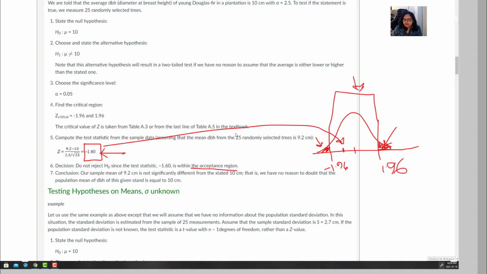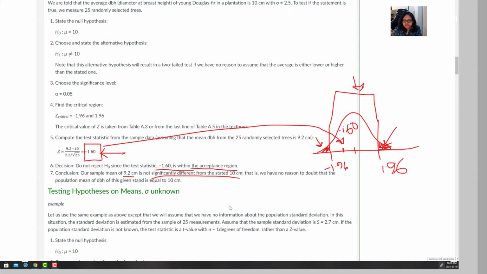Okay, so you have to draw the distribution. You have to see where it falls, negative 1.60, and then if it falls between these two values, the critical value, then it means we are not going to reject the null hypothesis. That's why it says that it falls within the acceptance region, and then we are not going to reject the null hypothesis. That means our sample mean 9.2 is not significantly different than 10.